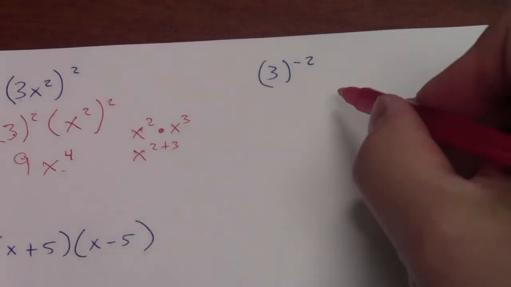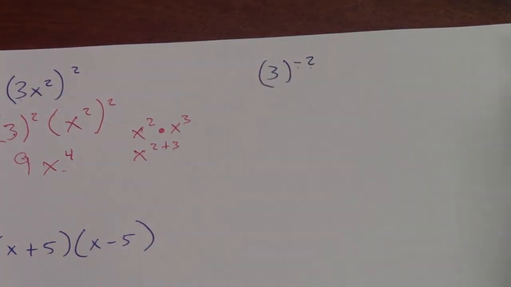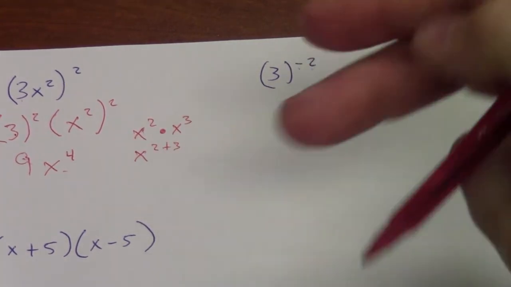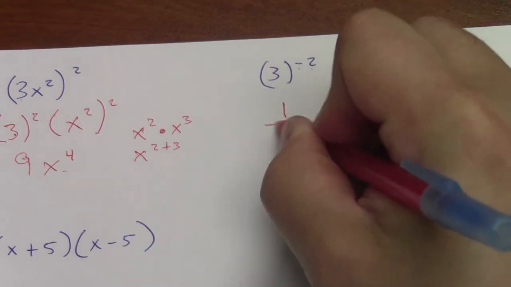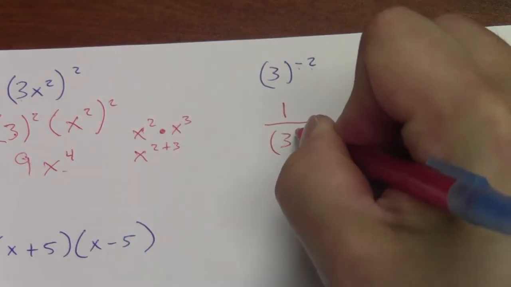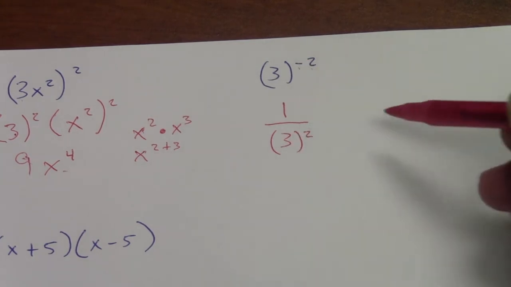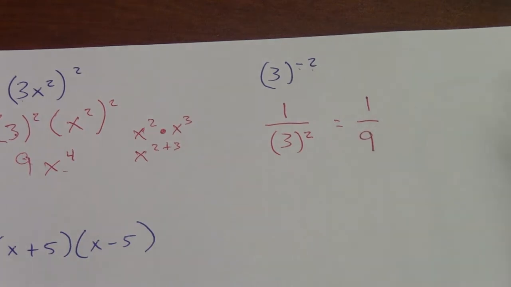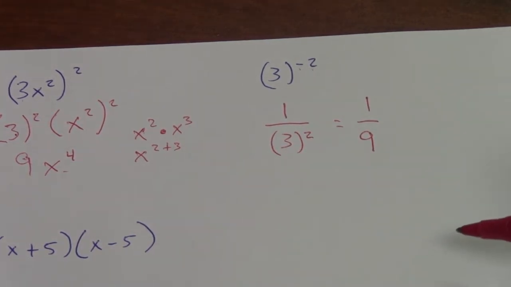All right, this one right here, 3 to the negative 2 power. Remember, the negative means flip it over, so really we're going to have 1 over 3 squared, like that. The negative tells us to flip it. So now I end up with 1 over 9, because 3 times 3 is 9. That's your answer.